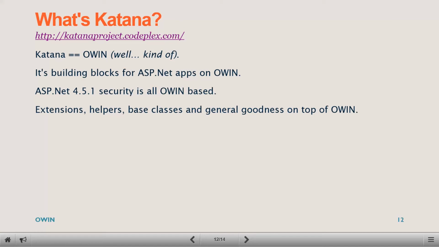So a lot of this stuff is what you get out of Katana, and you can use it if you just go File, New ASP.NET application in Visual Studio 2013.